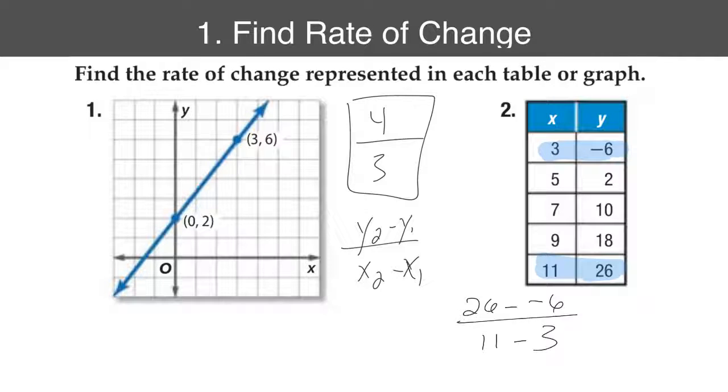which is 3. Now up here, two negatives make a positive, so it would be 26 plus 6, which would be 32. And then on bottom, it'd be 11 minus 3, which is 8. And then we simplify, or we divide, so 32 divided by 8 would just come out to be 4. So the rate of change would be 4. So that's how you find rate of change. Next, let's look at if a function is linear.